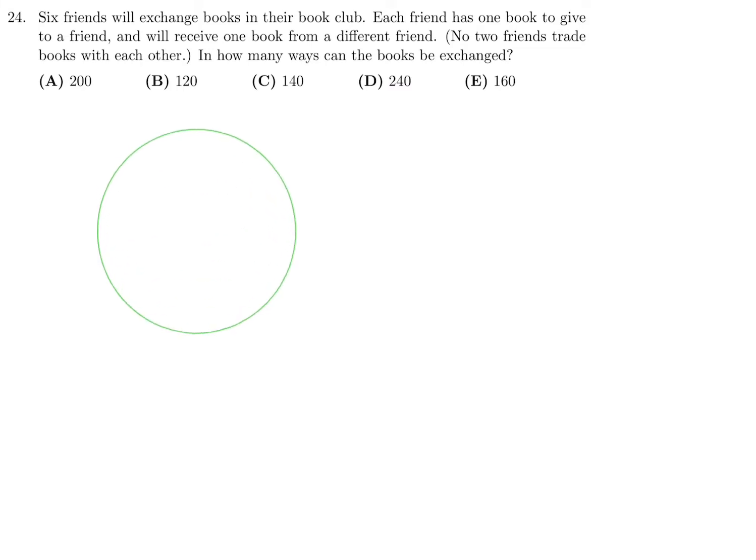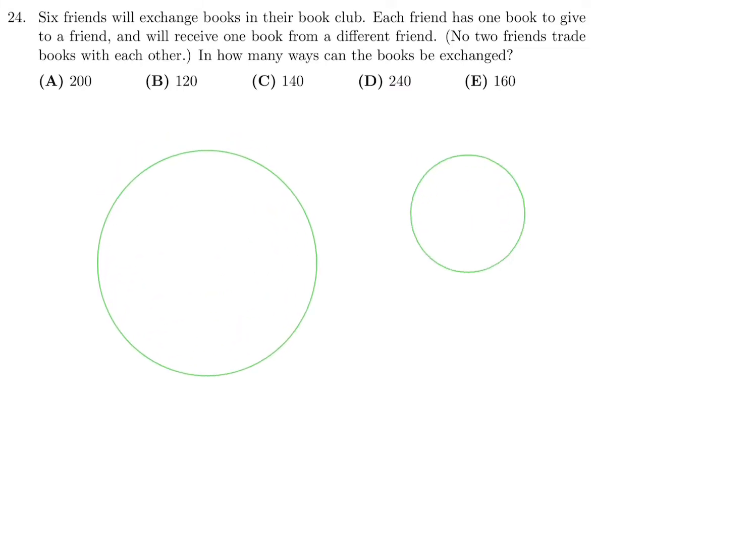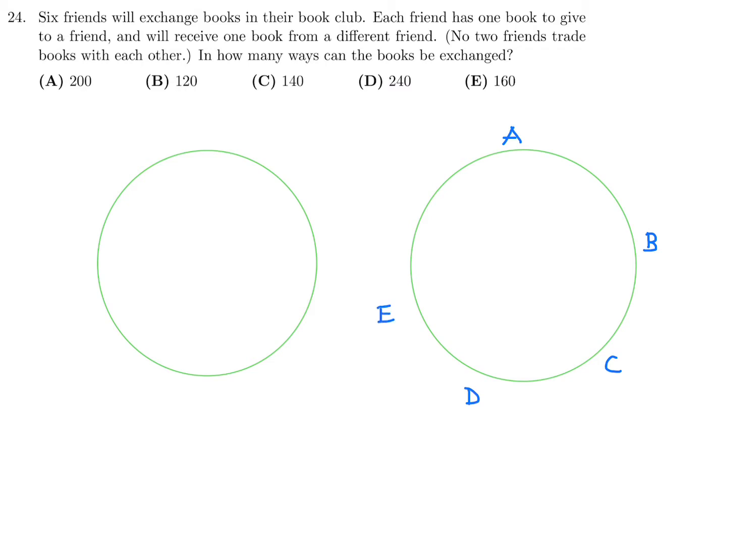The challenging aspect of this question is that there's 2 scenarios. If there was only one scenario, I think it would be a little bit easier. But unfortunately, there's 2 scenarios. So I've got 6 friends, so I'm going to label them A, B, C, D, E, F. And since there's 2 scenarios, I've got to explain this in 2 different ways. So 2 circles.